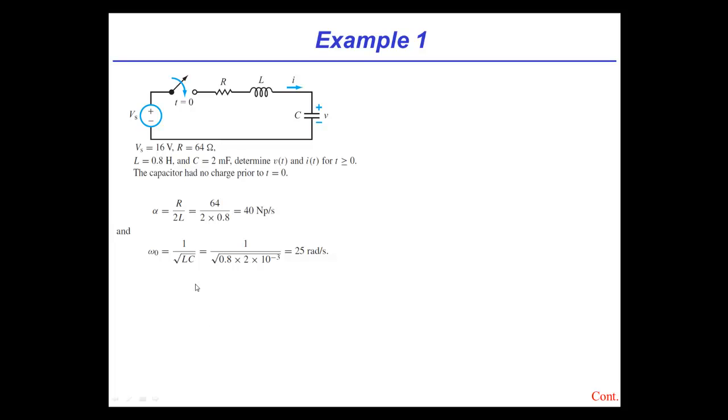And omega naught is 1 over square root of LC. We know that as well. Plug in L and C and we get 25 radians per second. Okay. So 40 1 over seconds, 25 1 over seconds. So the question here is, is this under, over, or critically damped? Well, I guess we would have to look at the relationships between those. Right, so we'd have to compare 40 and 25.